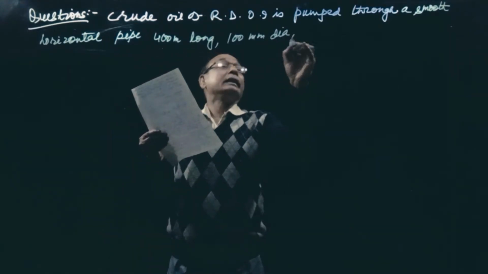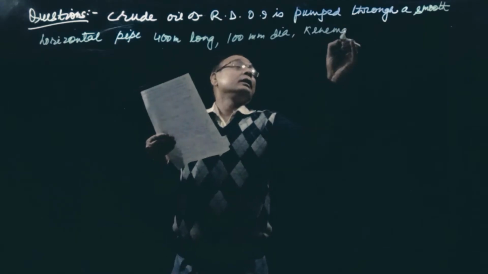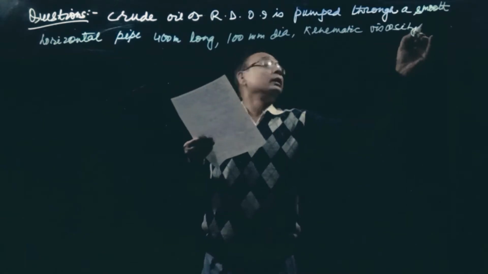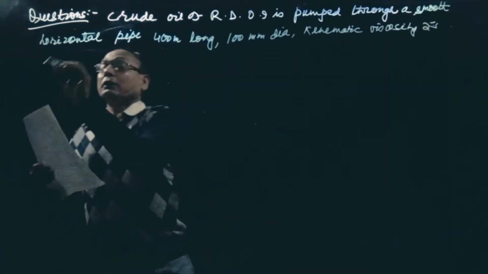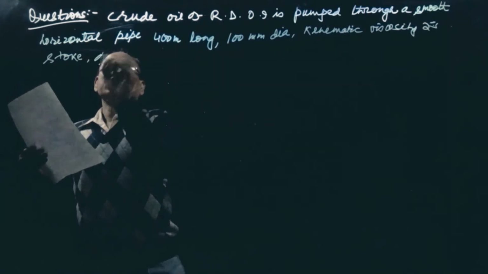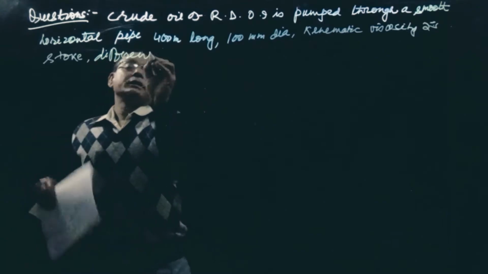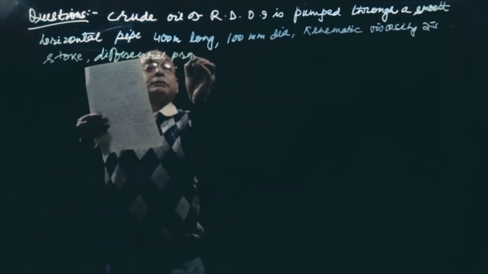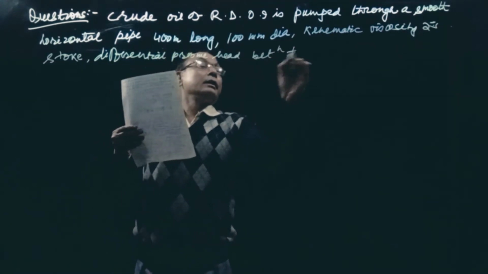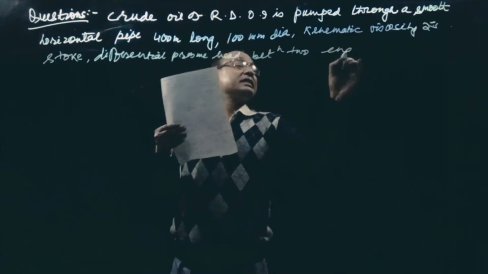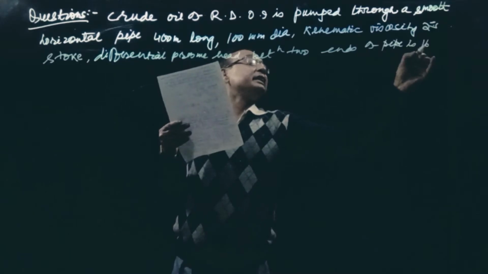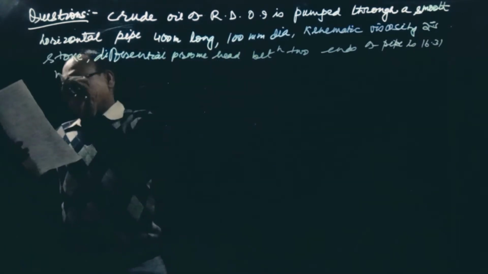The kinematic viscosity is 2.5 stokes. The differential pressure head between the two ends of the pipe is 16.31 meter of oil.